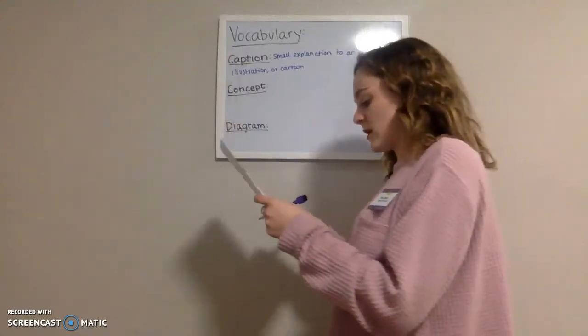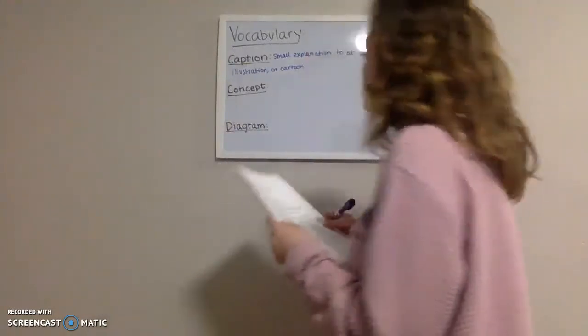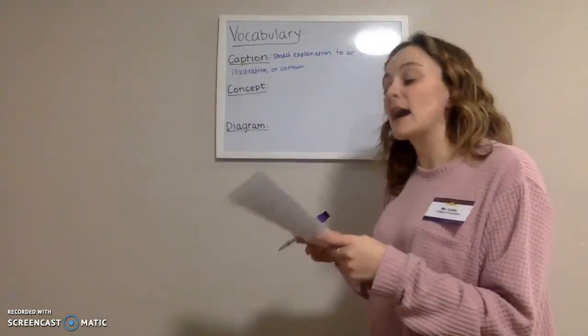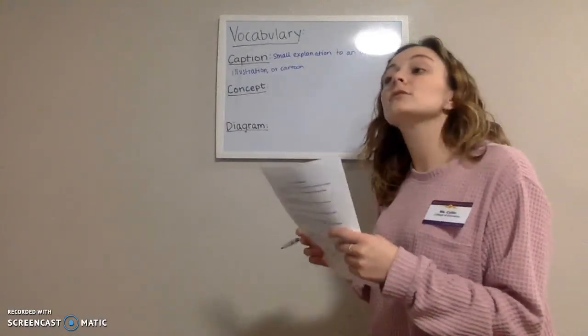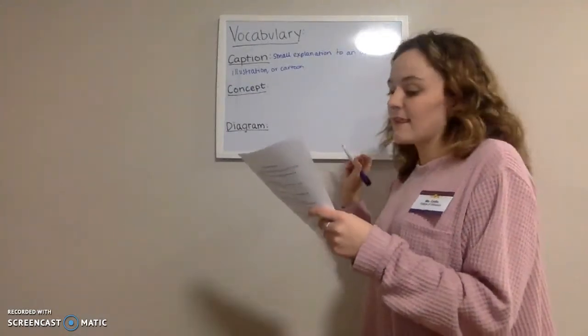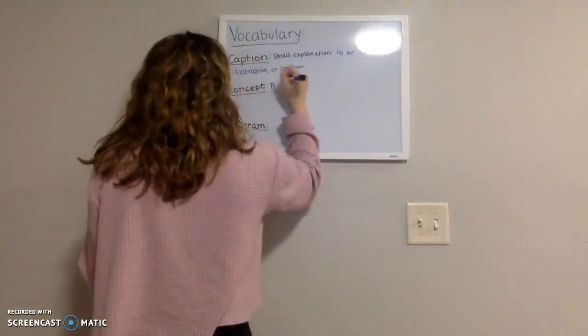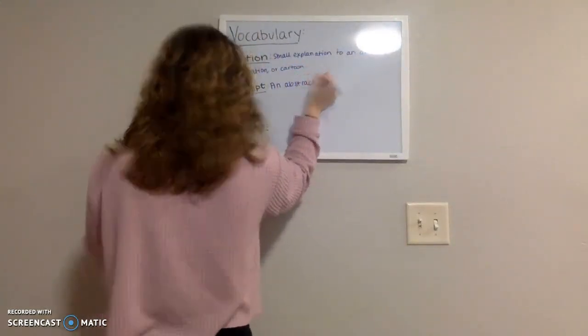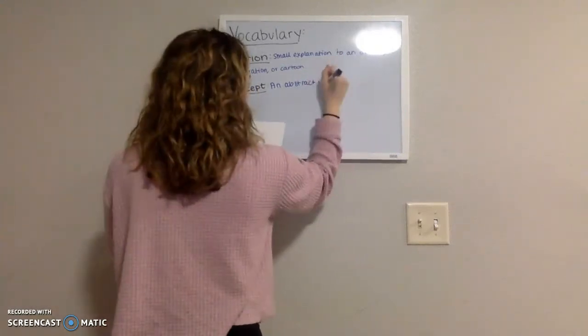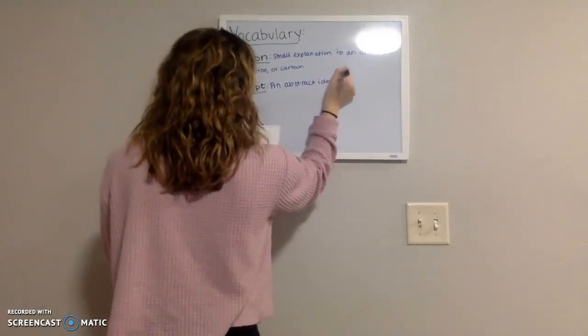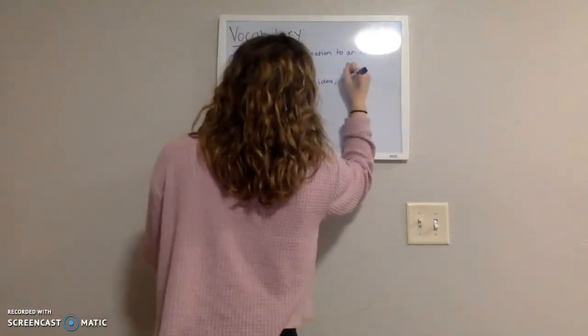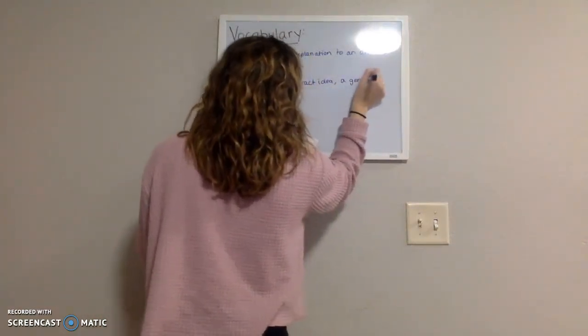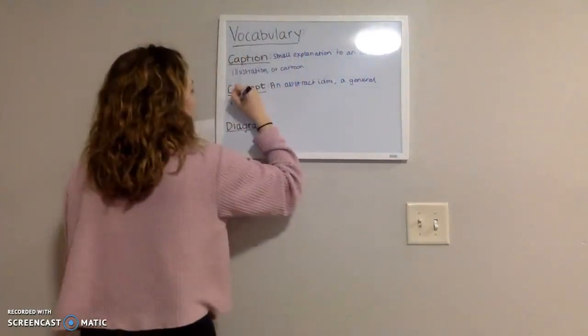So next, let's move on to concept. So a concept is an abstract idea or a general notion. So we're going to write that down too. Abstract idea or general notion.